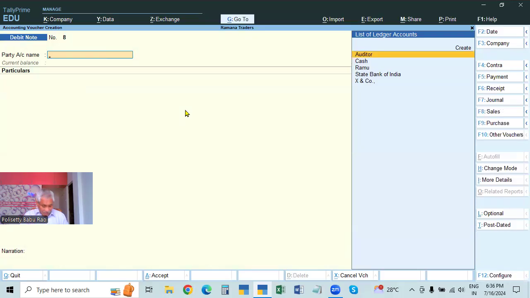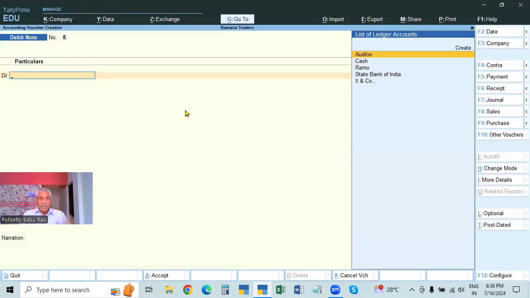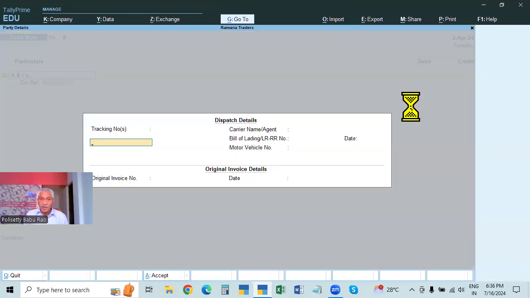Debit note means here, Control H, as voucher. For example, a single entry, for goods only, no service. Here, we are returning the goods. Purchase returns means we purchased from X and Co and are giving it back to him. So X and Co is the receiver. Purchase returns are going out, purchase returns to be credited, so X and Co is to be debited.